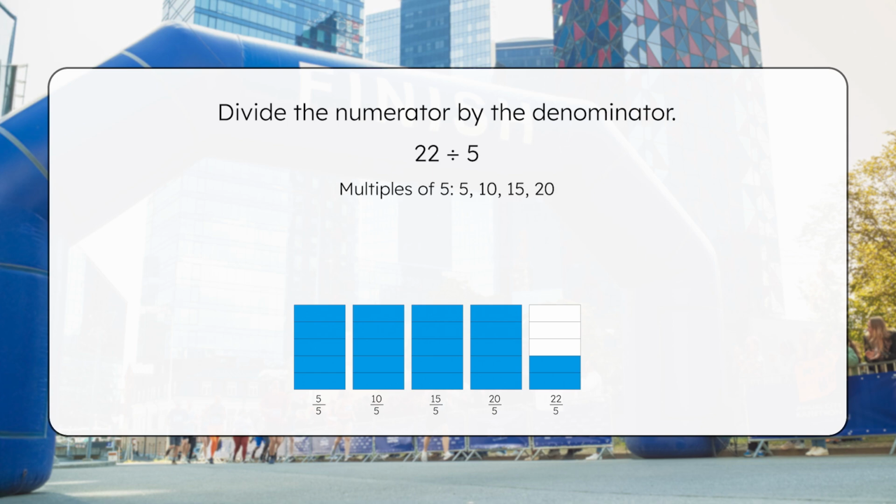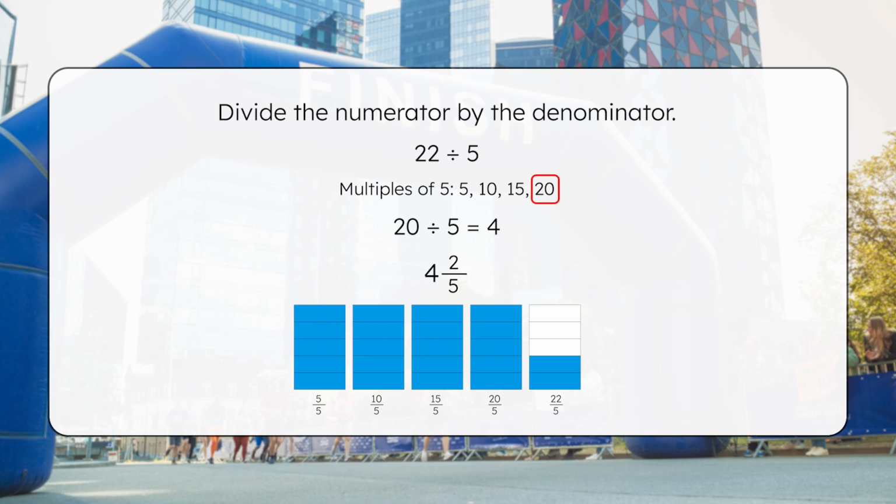22 isn't a multiple of 5, but 20 is. 20 divided by 5 equals 4. That matches the 4 wholes from our visual model. And 22 is 2 more than 20, which matches how many extra pieces we have. 4 whole pieces and 2 extra fifths, or 4 2/5.